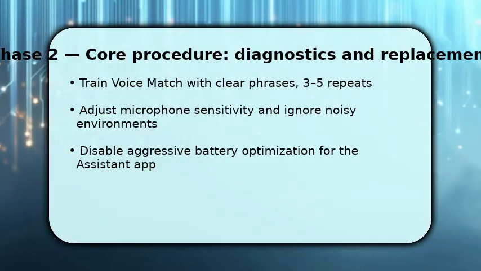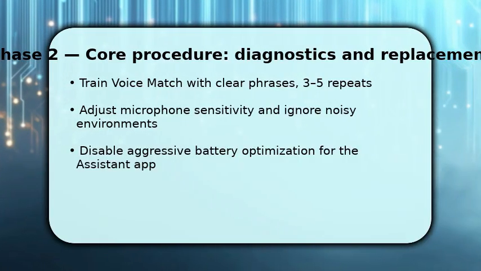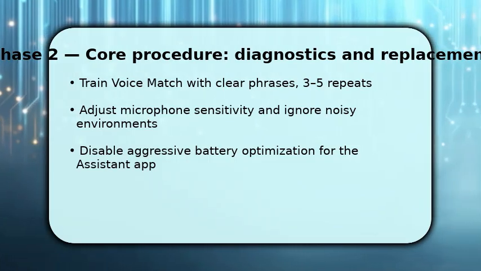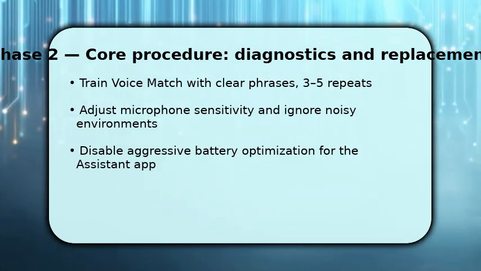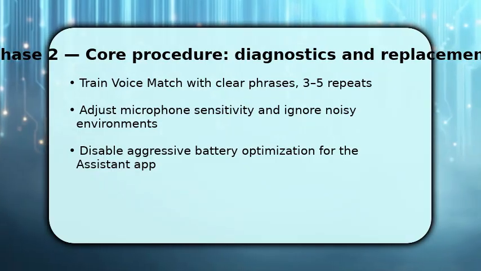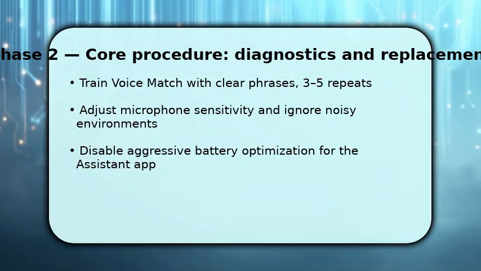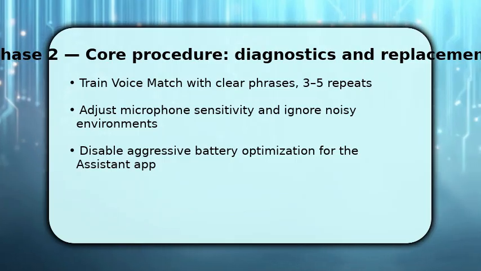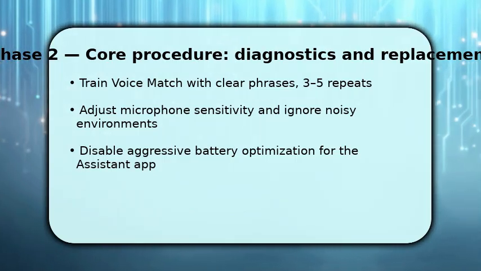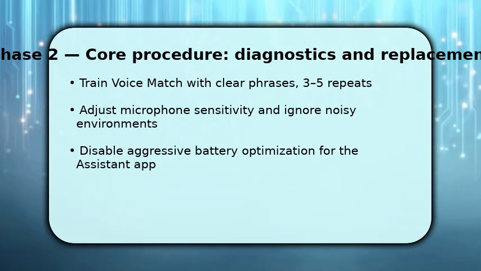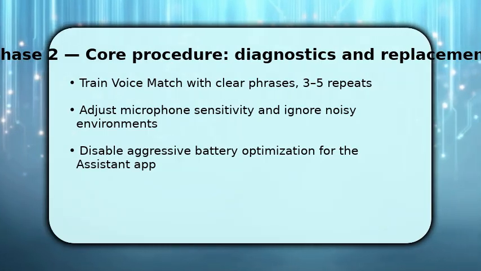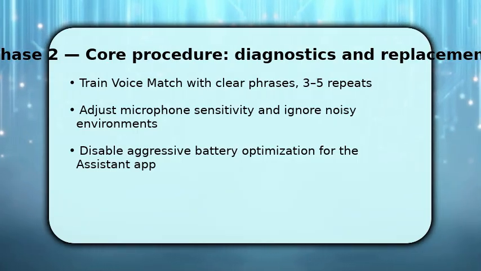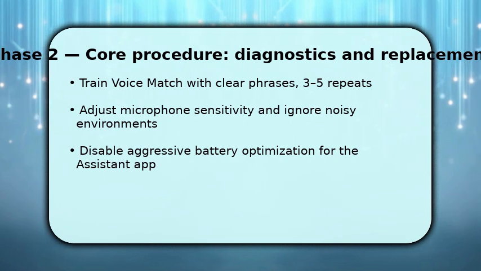Now refine how Assistant hears you, because accuracy matters when the screen is off. You'll retrain voice match with 3 to 5 clear samples so the model recognizes your voice in different tones. Next, test microphone sensitivity in a quiet room and move closer if recognition fails, and be aware that loud background noise reduces reliability. Then exclude Assistant from aggressive battery optimizations so the process stays active. Once done, test with a simple command like, "Hey Google, what's the time?" while the screen is locked.